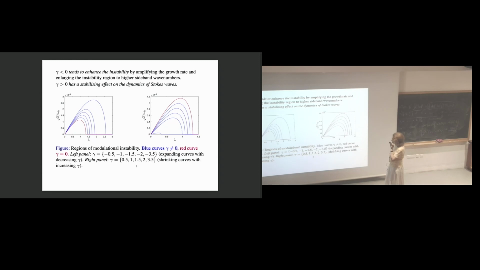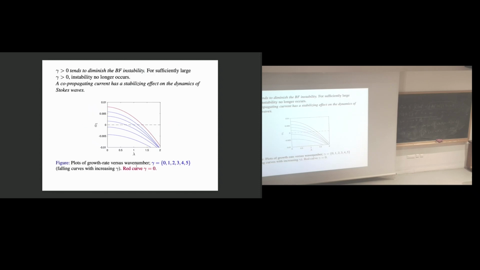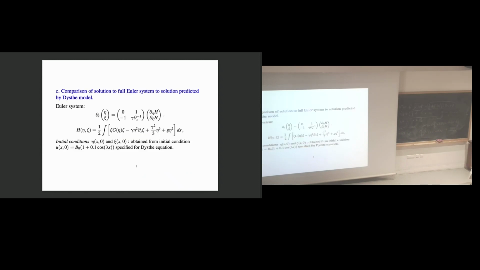And the other side is gamma positive, and as we increase gamma, it becomes more and more stable, because that's the growth rate. So it confirms the role of the vorticity depending on the sign. It stabilizes or destabilizes the Stokes waves. And this is even more dramatic. So this is gamma positive, and as we increase gamma, the instability does not occur anymore because it goes below with negative alpha. So that's really the stabilizing effect of the vorticity.